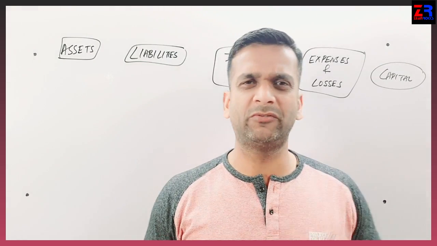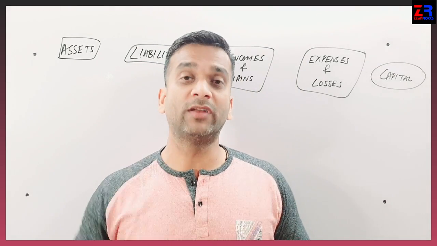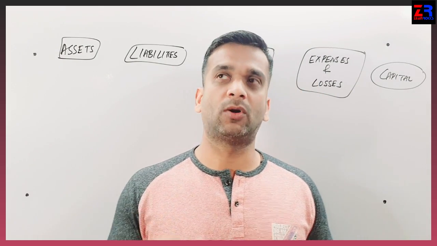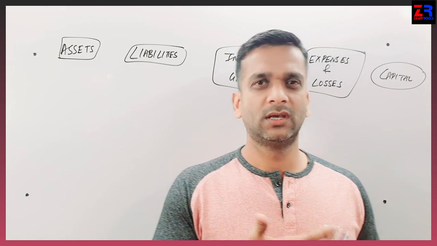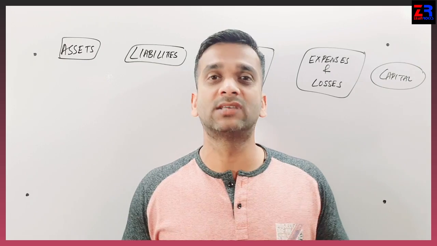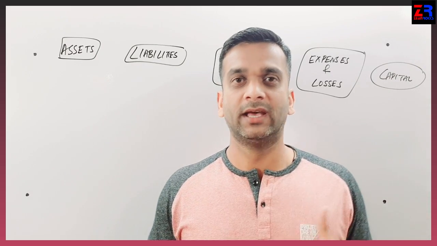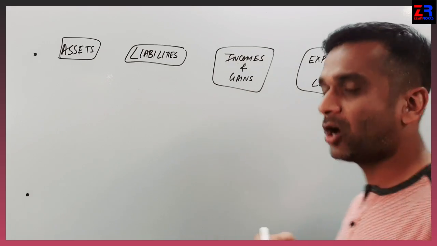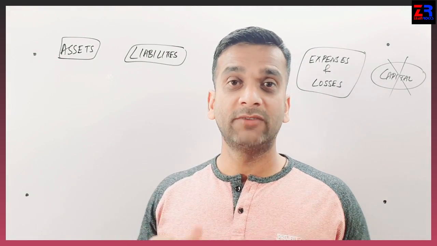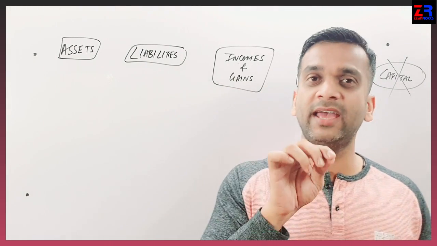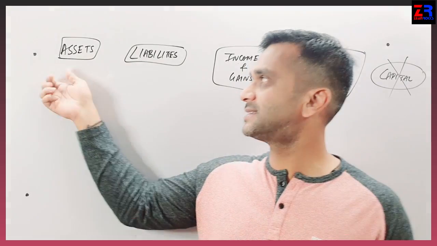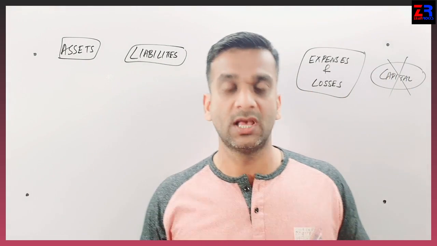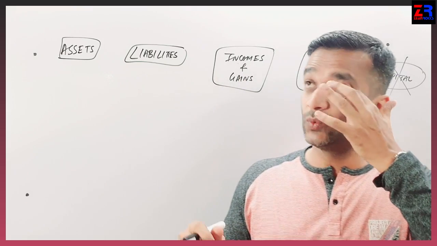Capital is very simple. When we talk about a proprietor, the businessman's account, Shahid's capital account is capital. Hope you understand. Capital is normally not asked. Normally in the exam they will give you: classify the accounts into assets, liabilities, incomes and gains, and expenses and losses. Now let us start with this.